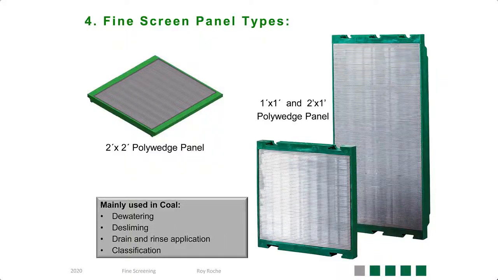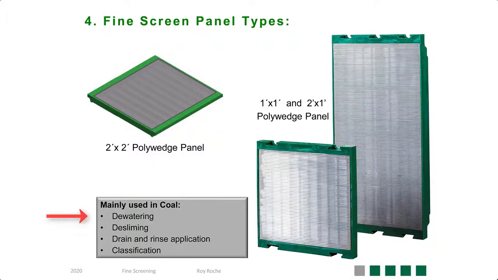Some examples of the fine screening panel types that we use globally for different applications. In coal, you'll see here the 2x2s and 1x1s and 2x1 poly wedge panels. These are modular by design to reduce costs, but it also makes the panel smaller, and from a safety aspect that's obviously a lot better. These poly wedge panels are used on all the applications in coal, specifically dewatering, desliming, drain and rinse, and of course classification. The relationship between the head width, the perforated thickness and the aperture is critical to ensure maximized open area.